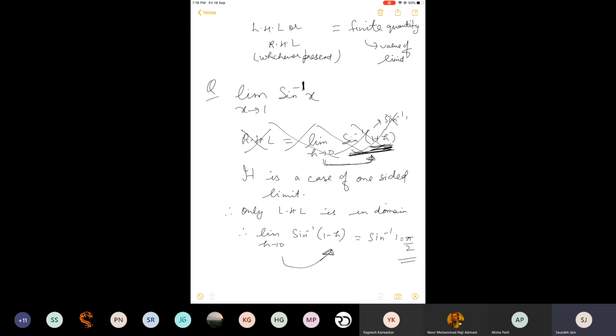So clearly it is a case of a one-sided limit. Please keep this in mind. Only one side limit can be there. If it is there, calculate it, and if it comes out to be a finite quantity, that will be your answer. So the answer will be pi by 2.